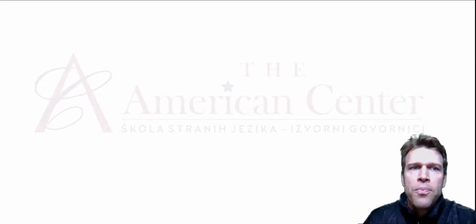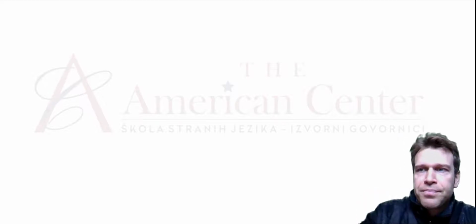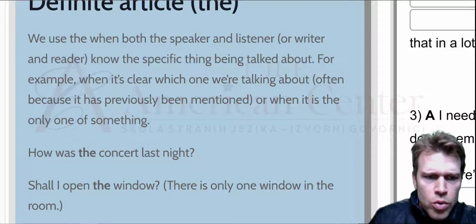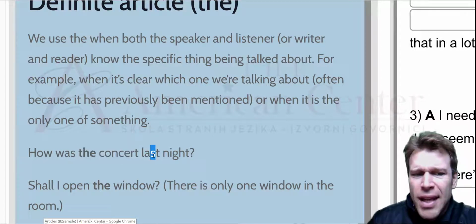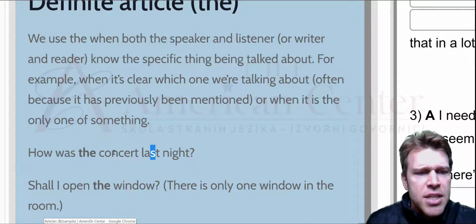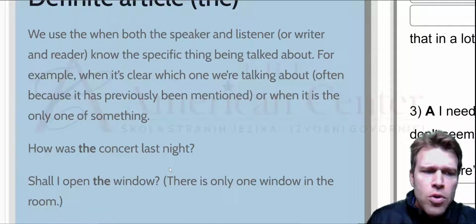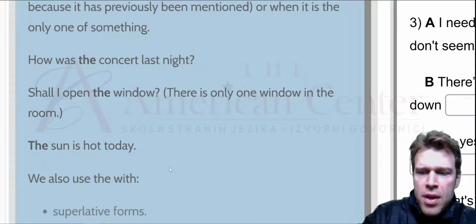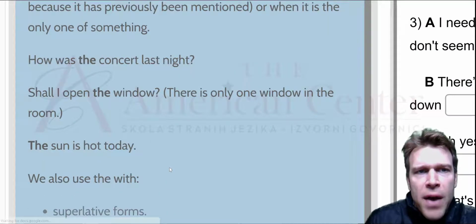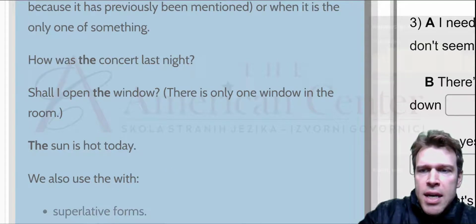that we're talking about. So let's go over some rules, okay? This is concert here specific. It's the one last night. It's not any concert, the one last night. You can see a correlation with definite articles and defining relative clauses, okay?